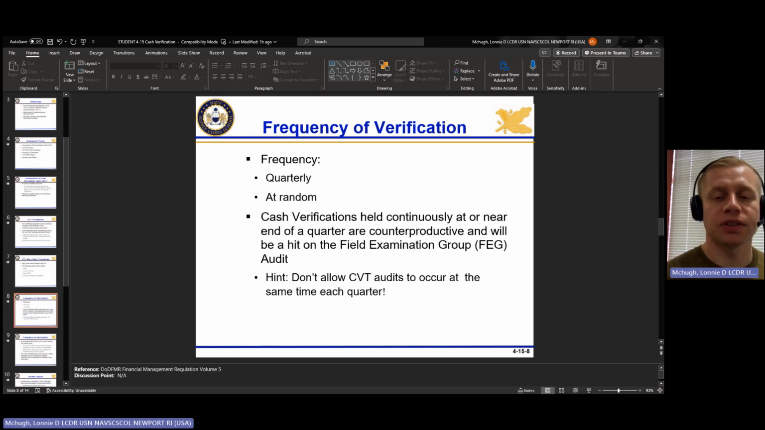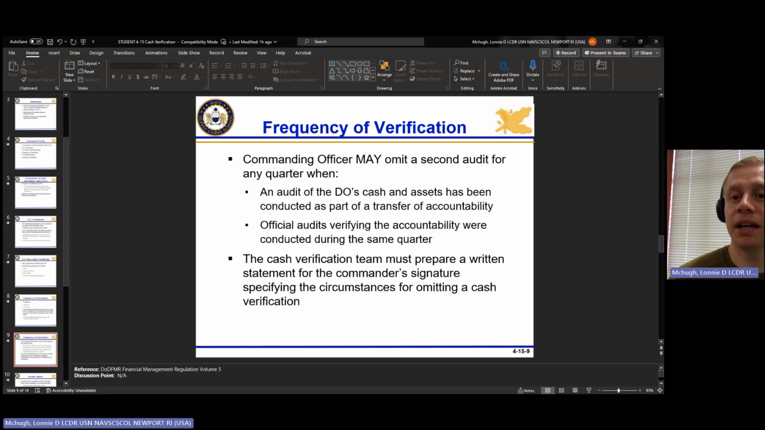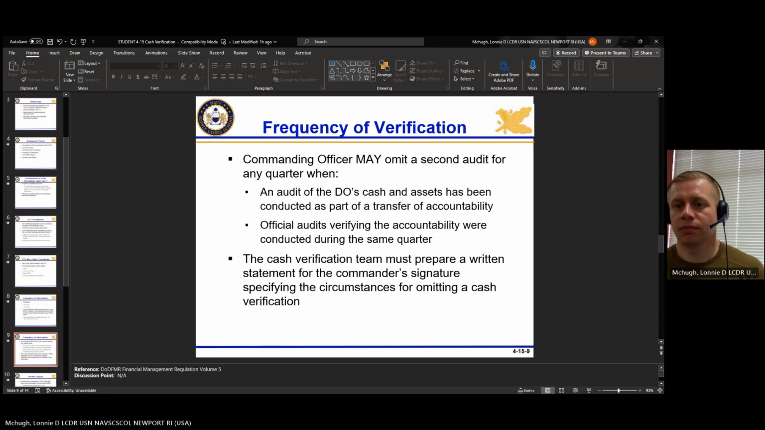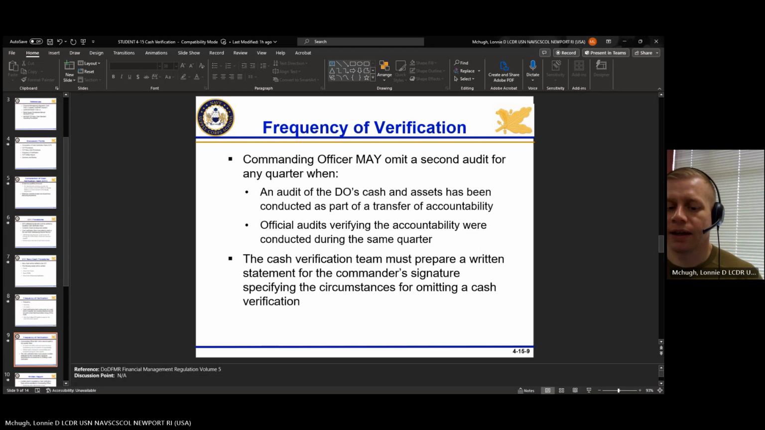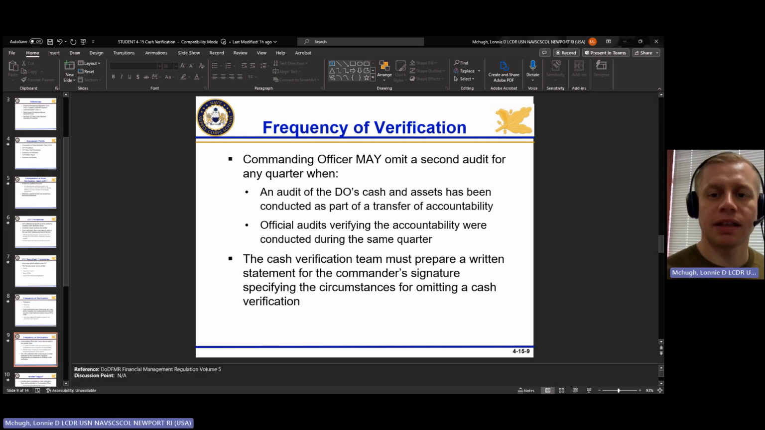It does say frequency is quarterly, but there are a few exceptions. So the commanding officer, they may omit a second audit if you had the field examination group come in. And that is your ATG entity that comes in and audits dispersing operations. That is their job. They are the subject matter experts, and there's no reason that the cash verification team should go behind them and do duplicate work.